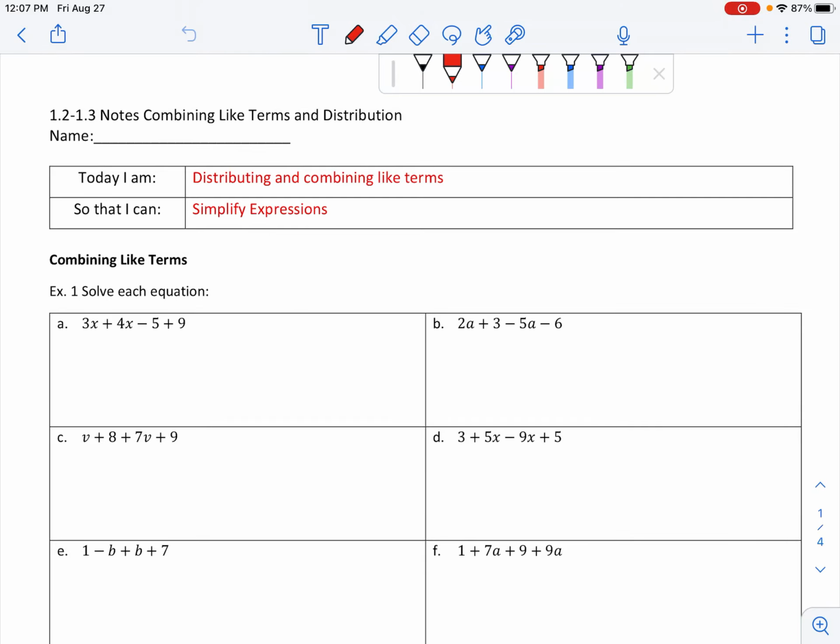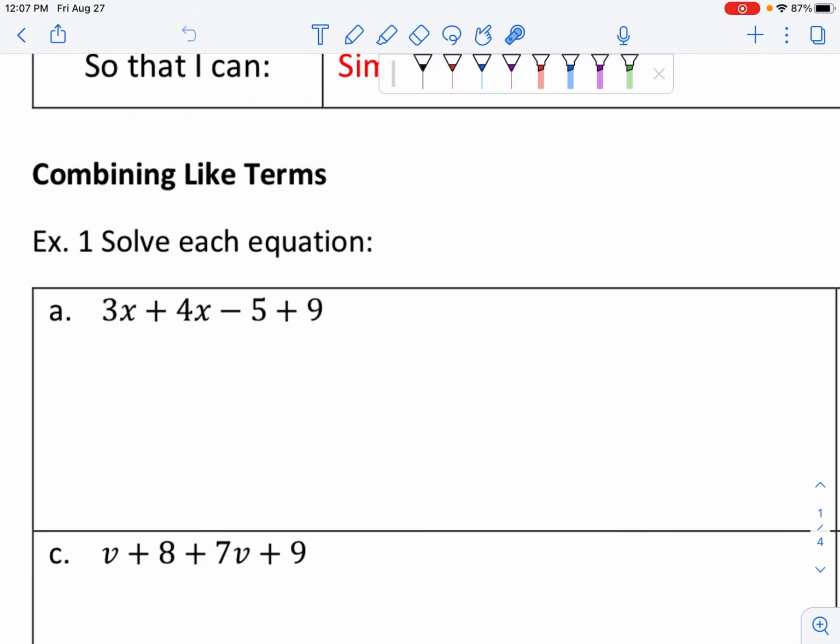We're going to take a look at what happens when we combine like terms and when we distribute. So combining like terms, when we're given an expression, similar here to example 1a, we have a handful of different things going on here. So I have 3x's, 4x's, -5, and +9. So positive 3x's, positive 4x's, a -5, and a +9.